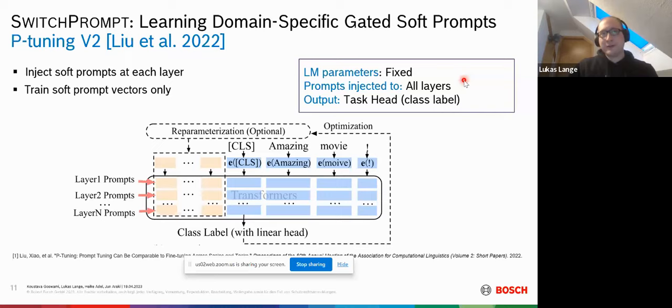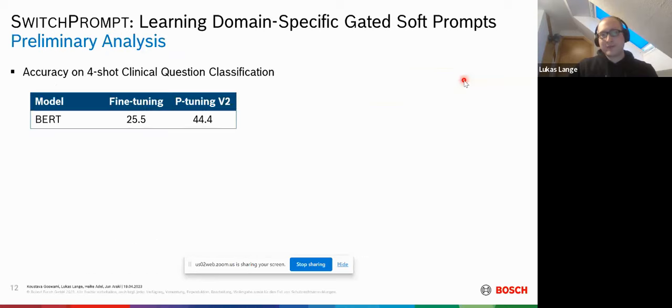So we used it also in our SwitchPrompt. And we made a small analysis to convince you that prompting is actually good. We did a 4-shot experiment on clinical question classification. 4-shot means that you have 4 examples per label. This data set, I think, has 6 labels, so we have 24 instances. And that's the whole training data. We train a model on 24 sentences.